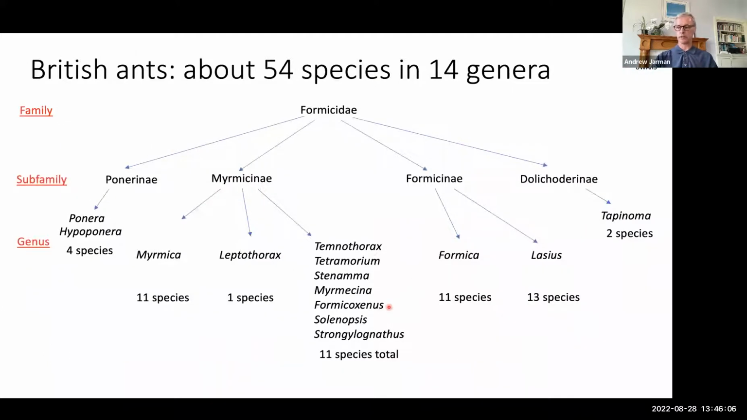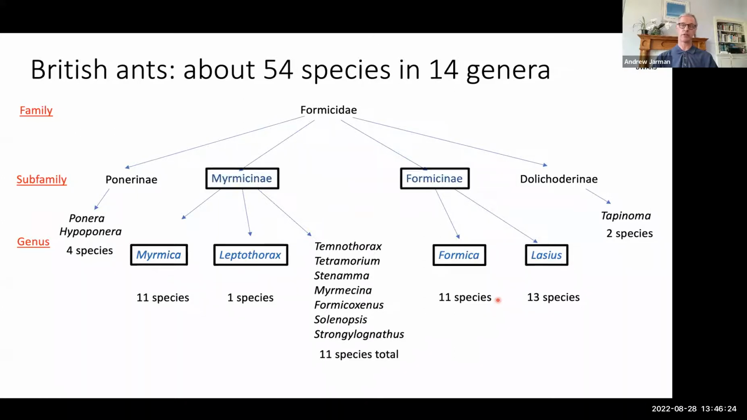Okay, so with that in mind, we can come back to our schema of ant species and genera, and we can recognize that actually that bluffer's guide only contained species from 4 different genera. And those genera come from just 2 subfamilies, the Myrmicinae and the Formicinae.